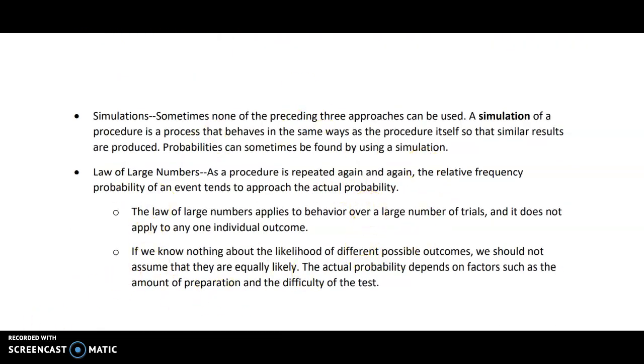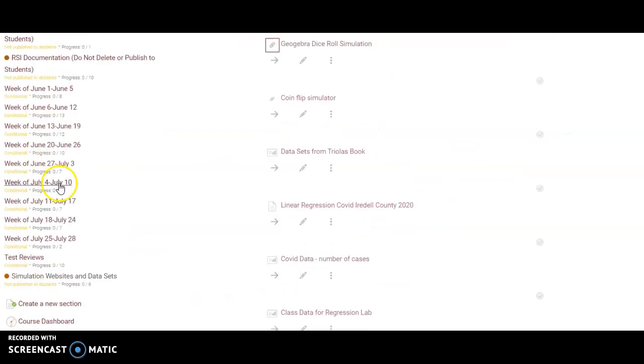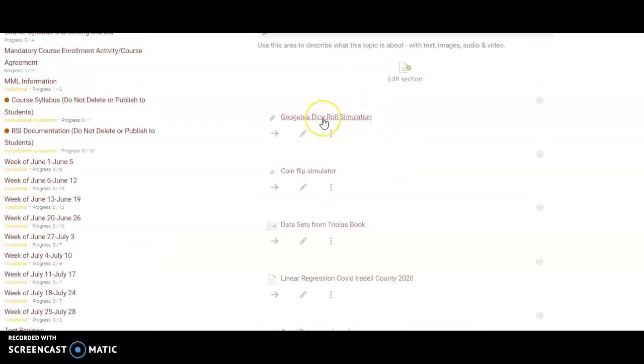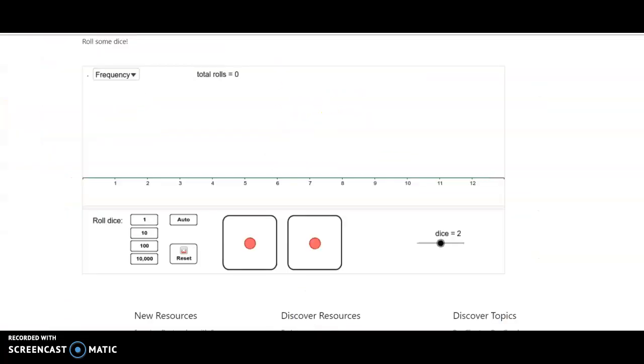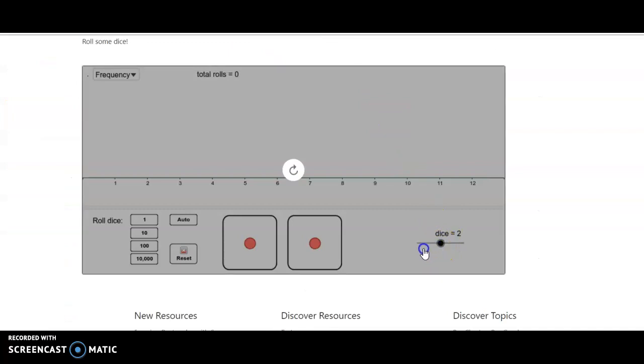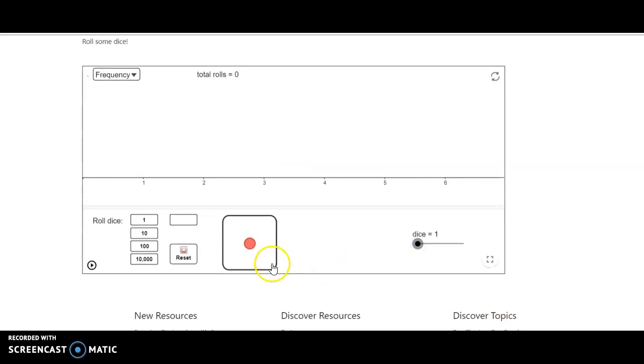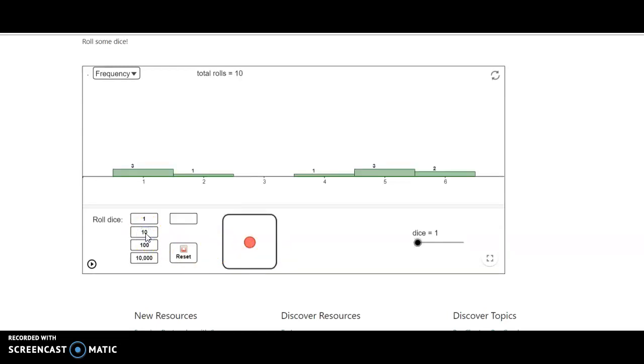So let's demonstrate this. We're going to go into the LMS and then click on simulation websites and then go to the GeoGebra dice roller. And I'm going to take this down to, if it lets me, 1 die. So we know the probability of getting any number on here would be 1/6. So if I roll this die 10 times, you can see how everything is kind of uneven. Let's look at that probability of 1 again. Right now it would be 3 out of the 10 rolls.